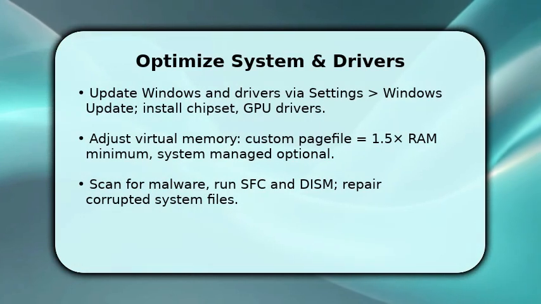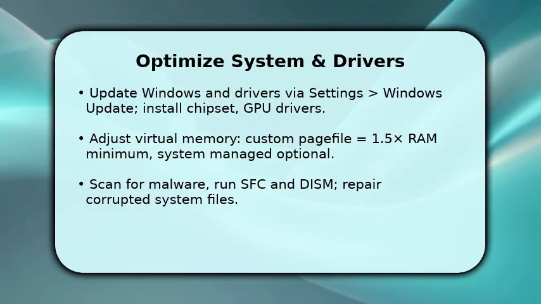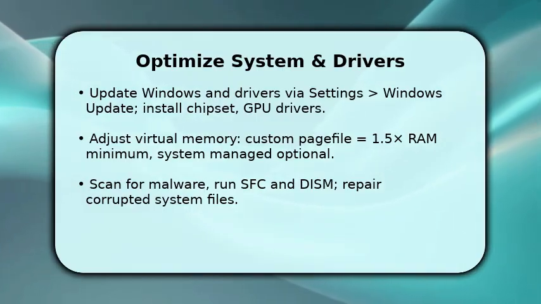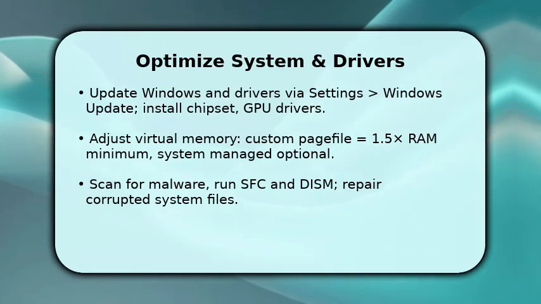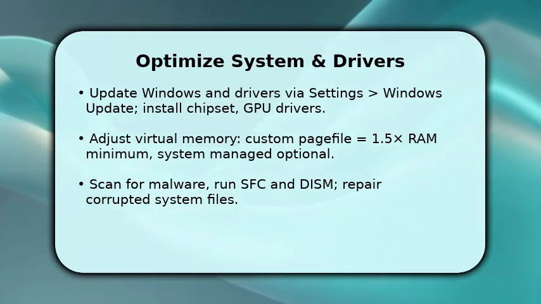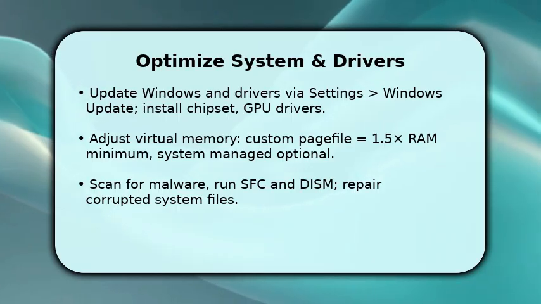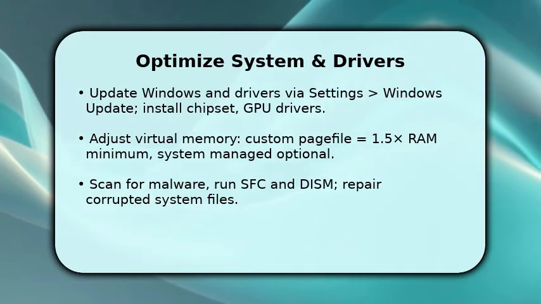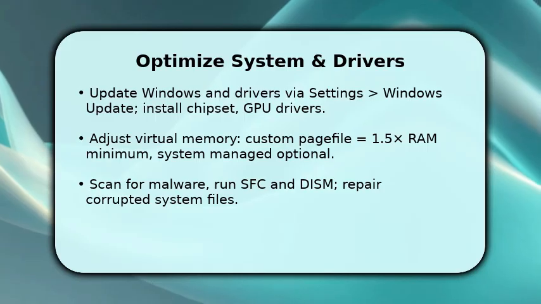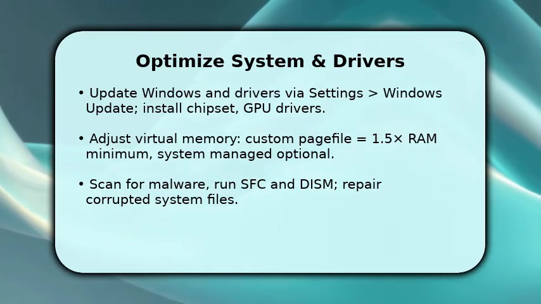Now you tackle the core causes: outdated drivers and corrupt system files. First, install all Windows updates and get the latest chipset and GPU drivers from manufacturer sites to fix performance regressions. Then, adjust virtual memory, set a custom page file about 1.5 times your RAM if you have specific needs, or leave system managed for simplicity.